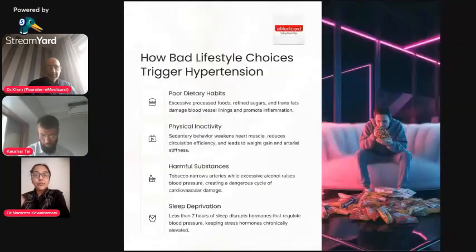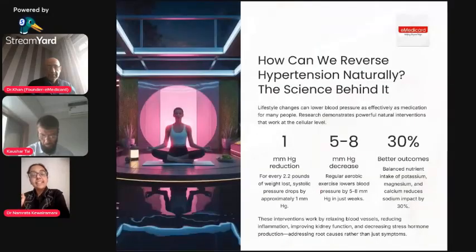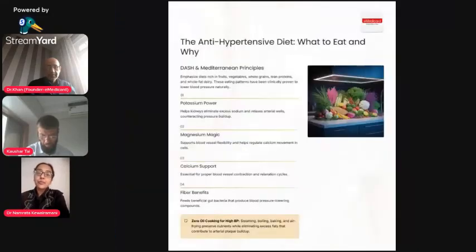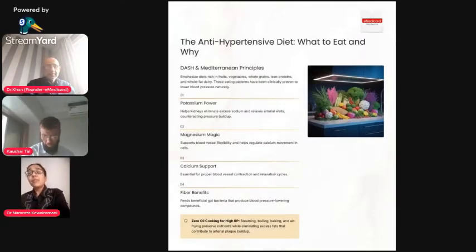and medically proven to reduce hypertension is the DASH diet. What is the DASH diet? Dietary Approaches to Stop Hypertension. This is nothing but a simple diet plan emphasizing fruits, vegetables, whole grains, lean proteins, low-fat dairy. Okay. Potassium rich.